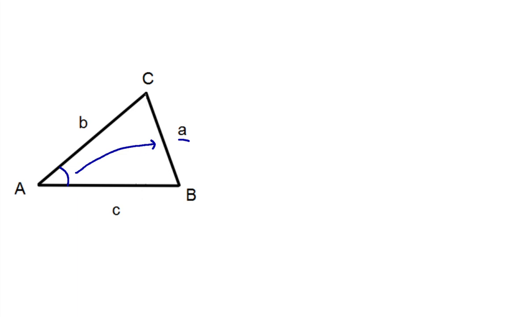And the same thing for angle B. The side which is opposite to that is small length b, and opposite to angle C is length small c.